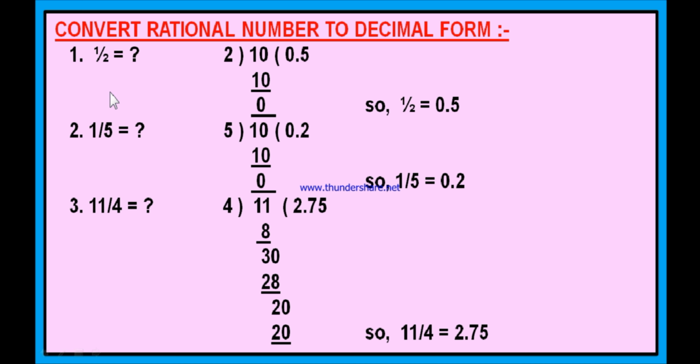Understood? You observe all these three fractions. In any fraction, if we divide the denominator into prime factorization, if the denominator contains only 2 and 5 as factors, in such cases, if you convert those rational numbers, you will get terminating decimals.